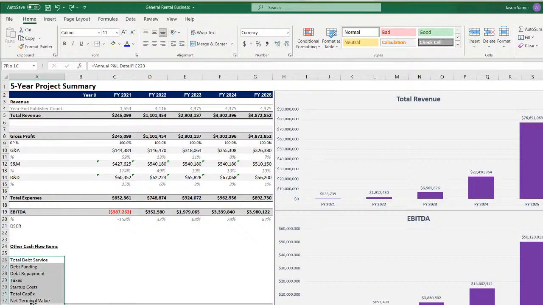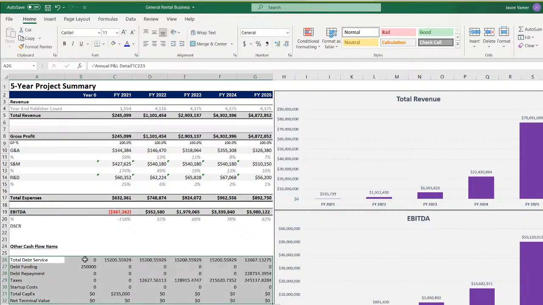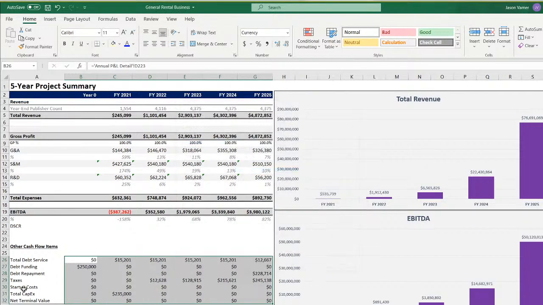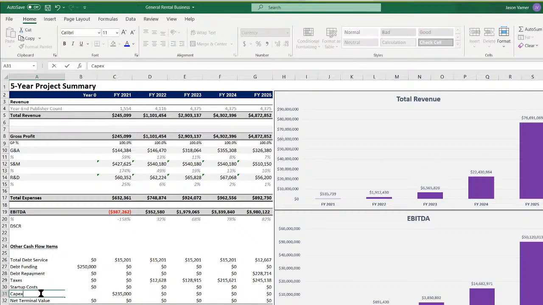And now we can just drag these over and it should match right up from the annual. We'll put this as just CapEx. And then I'm also going to put, well, no, it's not. So we do EBITDA minus debt service plus funding, minus debt repayment, minus taxes, minus startup costs, minus this, plus this.